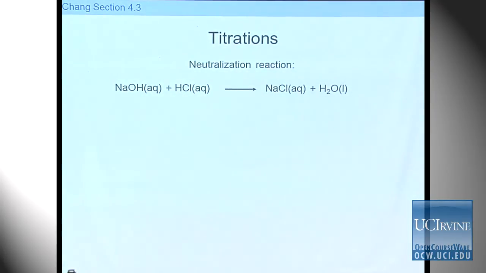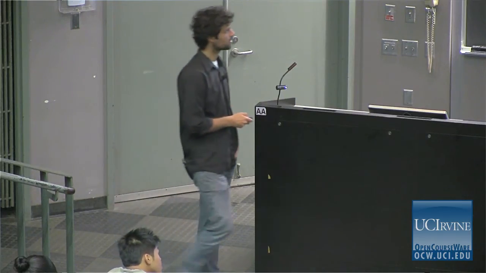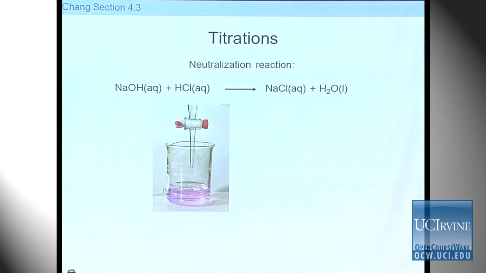Let's have a closer look. Here's one. NaOH, sodium hydroxide. This is hydrochloric acid. This is the two products that form, water and sodium chloride in solution. The OH is interacting with the H from the HCl, forming water. So you can do this reaction in the following way. I have, in this particular case, HCl, the acidic solution, in my beaker, and I'm dripping with this burette the NaOH, the basic solution. Okay?